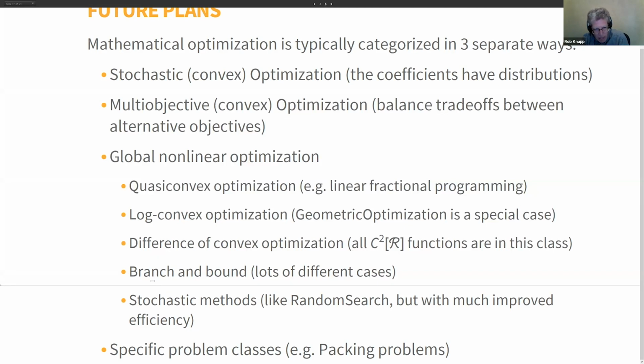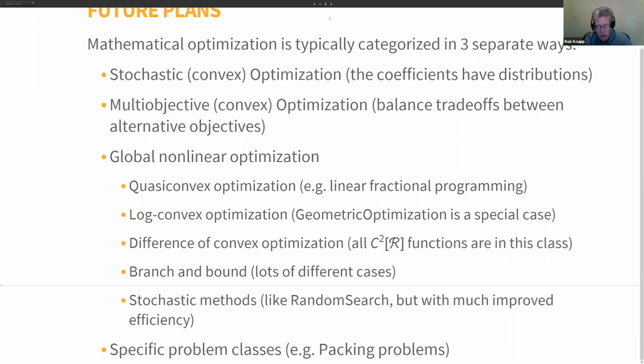And then we'll have stochastic methods. That's kind of like the random search and minimize, but it'll have much improved efficiencies, because it'll use some of these faster methods on the line. We'll also eventually do some statistical problem classes. One we're sort of starting to look at now is, say, packing problems. How do you pack pallets into an airplane? Or how do you do floor design to pack things in? So those are things coming in the near future.